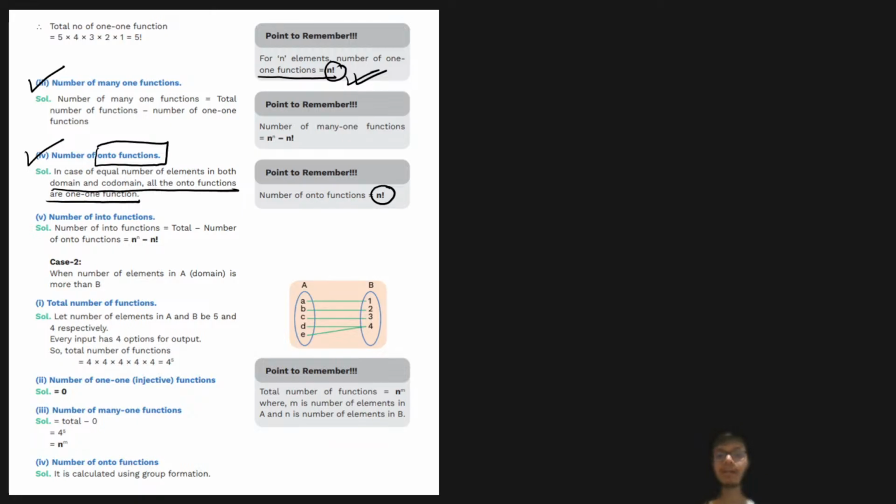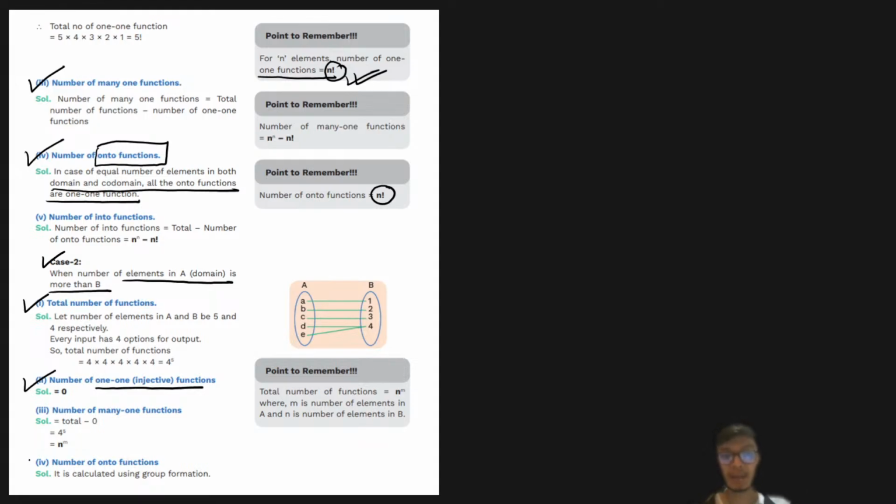So far we have understood that the number of onto functions is n factorial when the number of elements in the domain and codomain are equal. Now let us come to a different case, when the number of elements in A is more than the number of elements in B. The total number of functions is simply the number of codomain elements to the power of the number of domain elements, which you all know. But in this case, the number of 1-1 functions will be 0. There will be no 1-1 function possible.